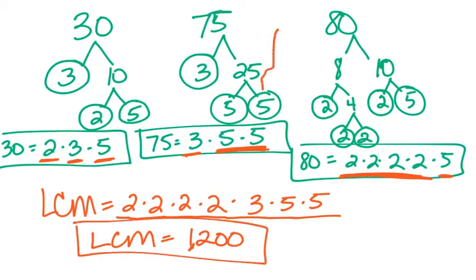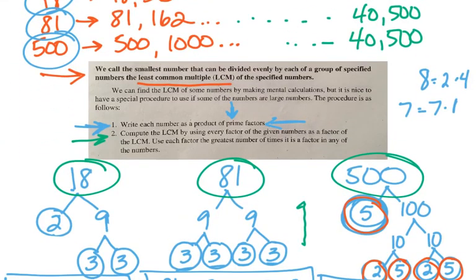So again, let's look at our steps. Write each number as a set of prime factors, and then compute using every factor of the given numbers and the greatest number of times you see it in any of the numbers. So let me know if you guys have any questions about this or if you want some extra practice.